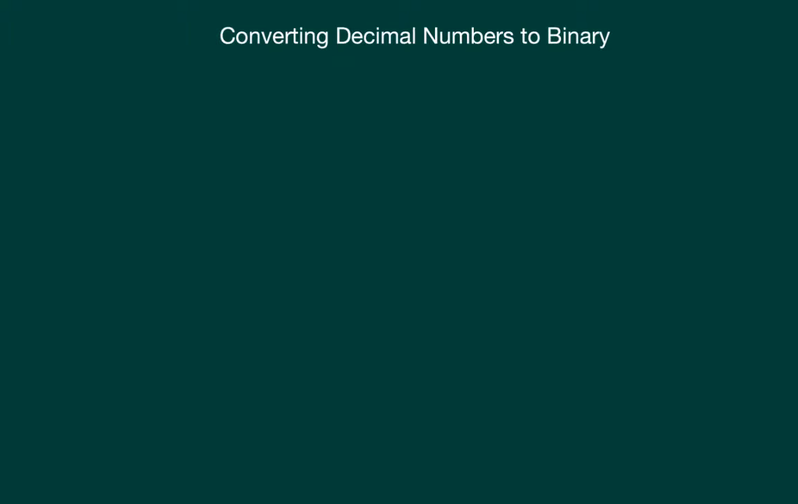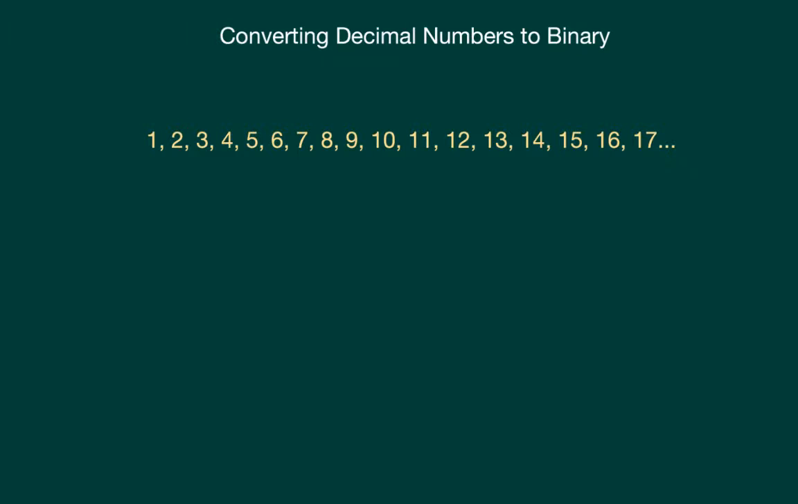Hi everyone. Today we're going to be converting decimal numbers to binary. Well, first of all, what are decimal numbers? They are the numbers that you and I are used to using every day. And they look something like this: 1, 2, 3, 4, 5, 6, 7, 8, 9, 10, 11, 12, 13, 14, 15, 16, 17, and so on. That is how we are used to seeing the numbers written.